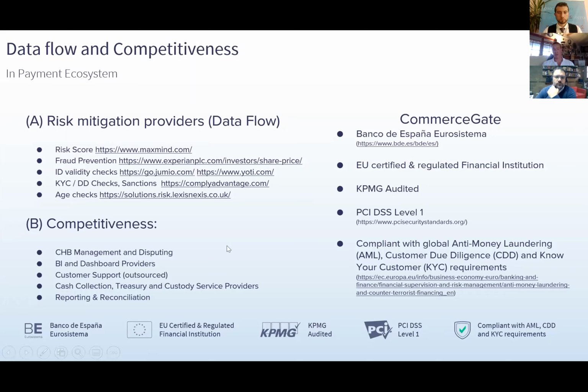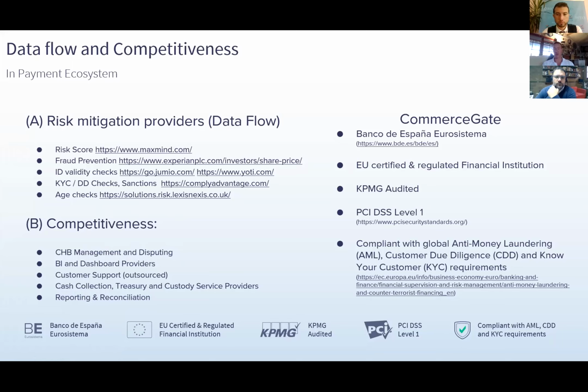And then lastly, one point I will make is you need to add more value within that to ensure that the whole process is seamless to both consumers and the merchants. And we add now on the competitive side to enable clear, concise identification of fraud and the defence of that fraud with chargeback, dashboards and outsourced customer service and reporting and reconciliation.